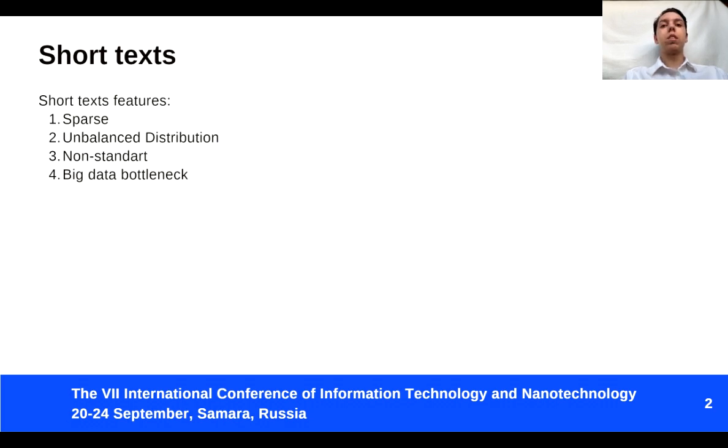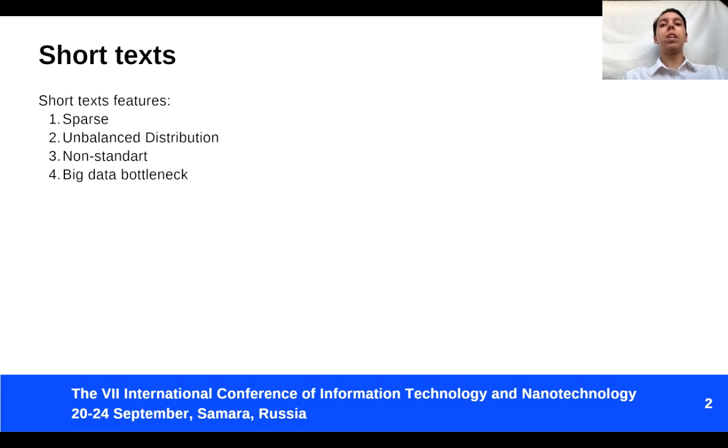The second one is unbalanced distribution. Class instances are limited and the distribution of the instances across all classes is unbalanced. The third one is non-standard. It's quite short text that contains a lot of spelling mistakes and noise.